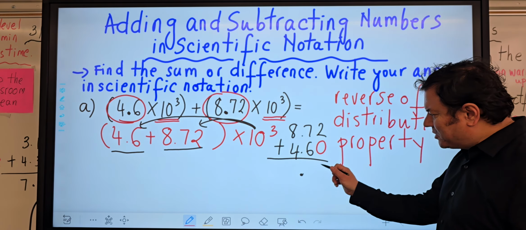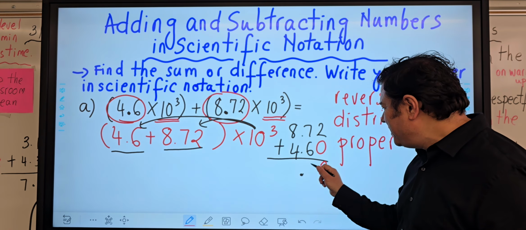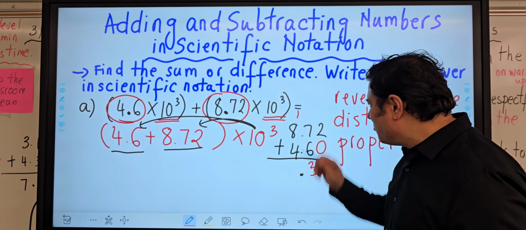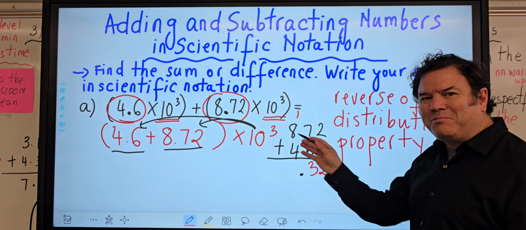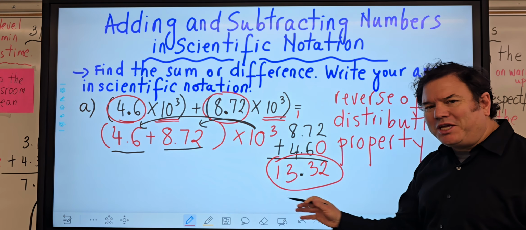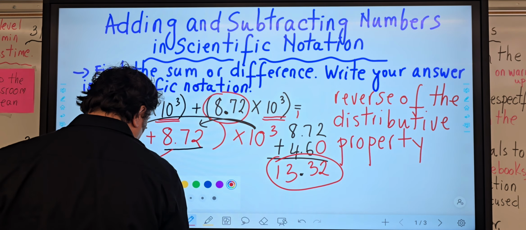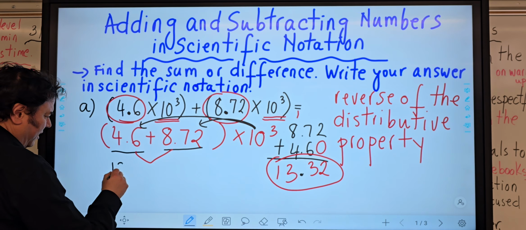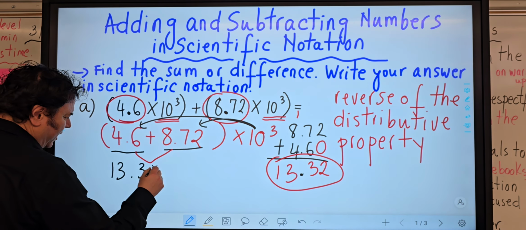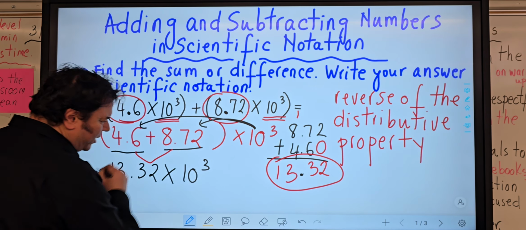0 plus 2 becomes 2. 6 plus 7 becomes 13. 3, carry the 1. 8 plus 1 is 9, plus 4 is 13. So we get 13.32. So both of these numbers become 13.32 and then times 10 to the power of 3.